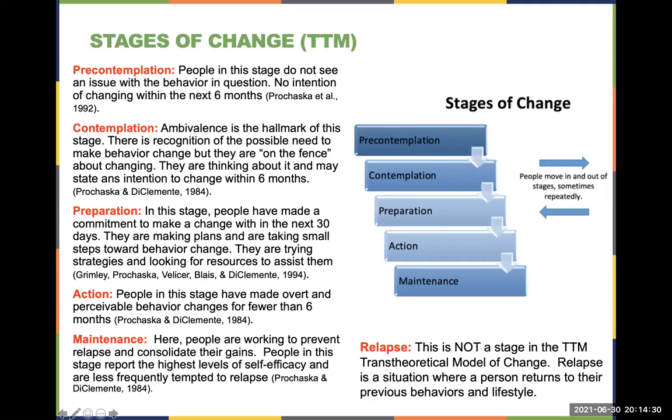So any questions on that? I have a question. Yes. Why is it so common for relapse to be in the stages of change? Relapse is not in the stages of change, and that's what I'm trying to emphasize. Relapse, I've seen this before. Hold on one second. Hold on. Because I know where you're going.